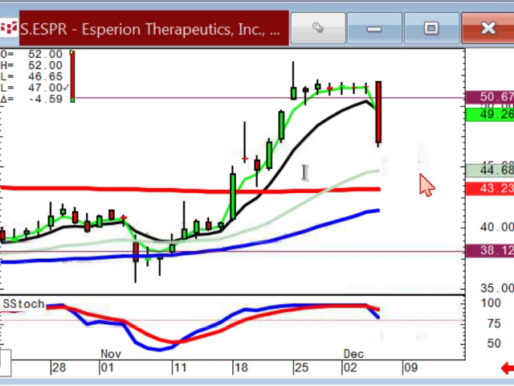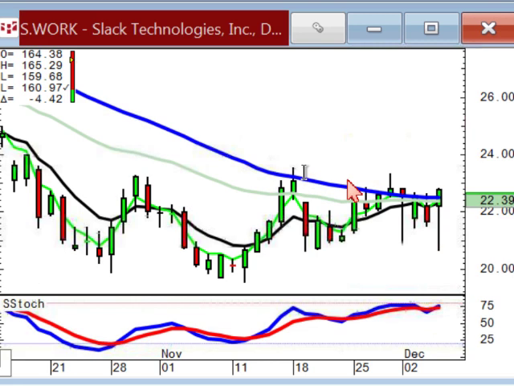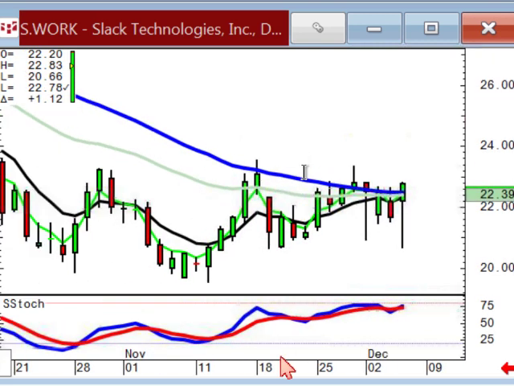On Workday, would the fact that it just closed above the T-line hint that it's going to break out of a wedge to the upside on Workday? Or maybe Work? Oh, on Work. Okay. Yeah, that was the wedge setup. On Work, would the fact that it just closed above the T-line hint that it's going to break out of the wedge to the upside?